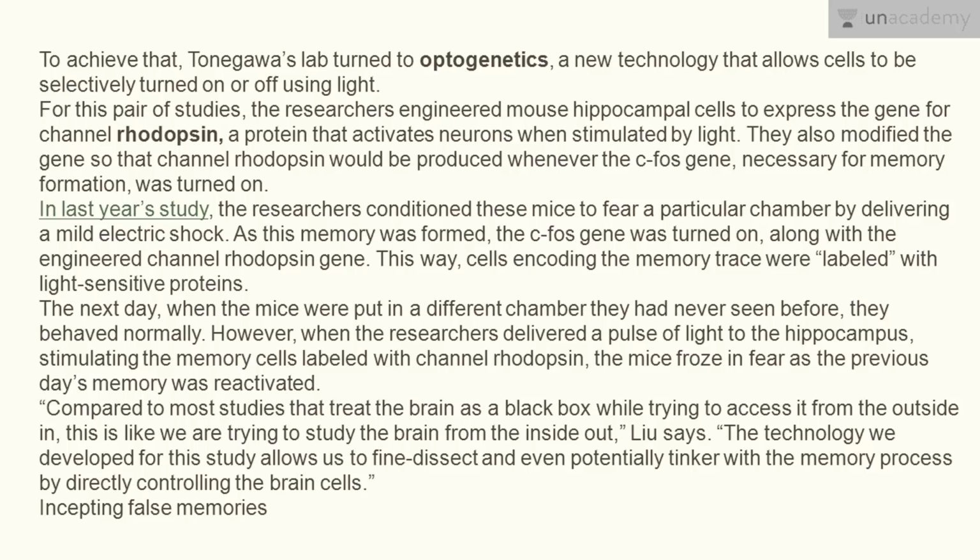Compared to most studies that treat the brain as a black box while trying to access it from the outside in, this is like we are trying to study the brain from the inside out, Liu says. The technology we developed for this study allows us to find, dissect, and even potentially tinker with the memory process by directly controlling the brain cells, incepting false memories.